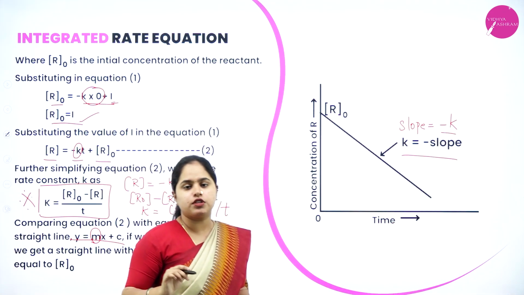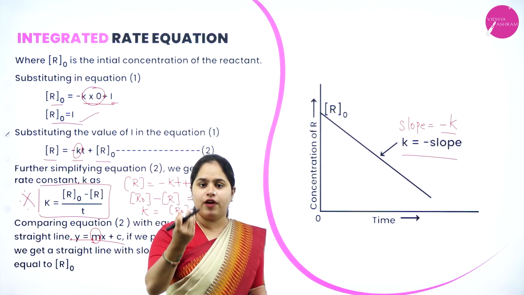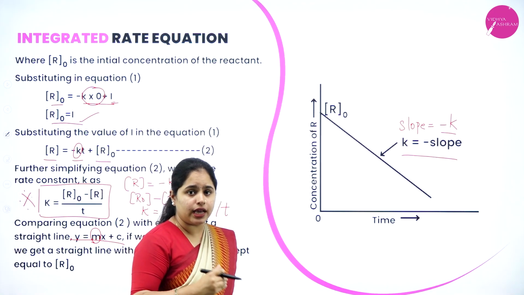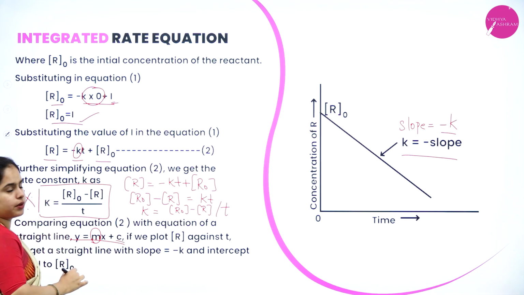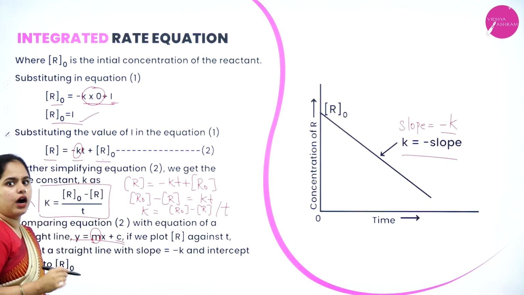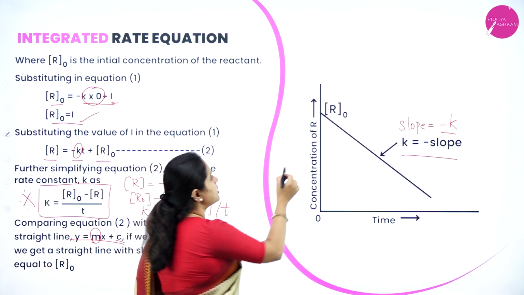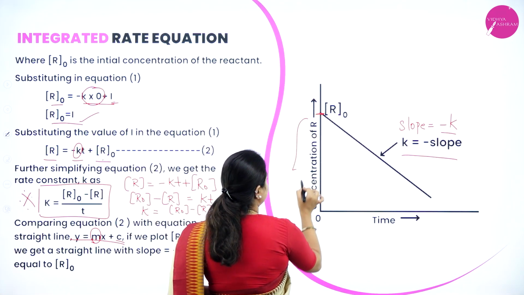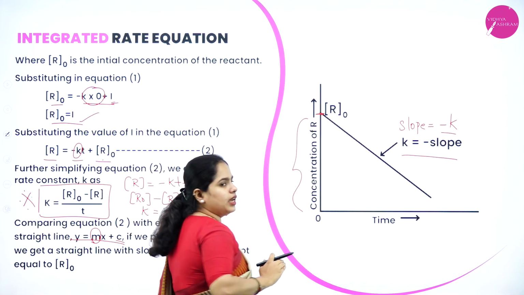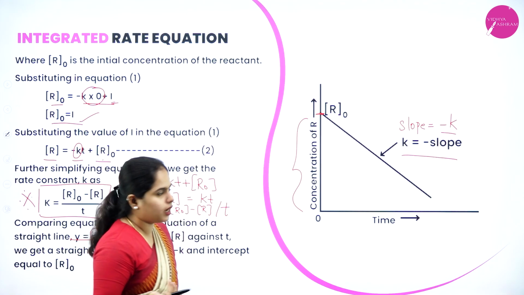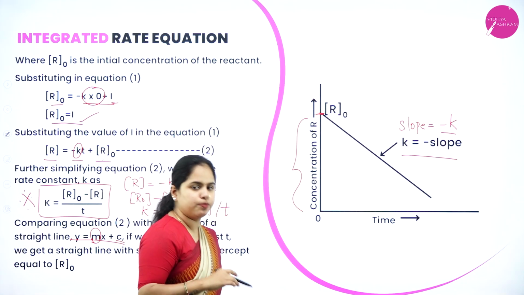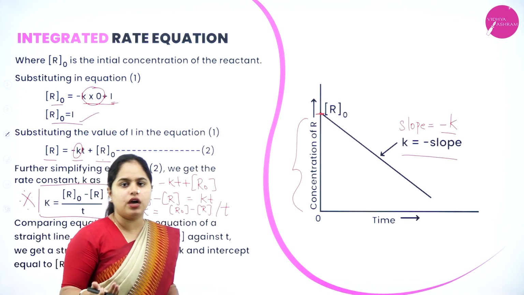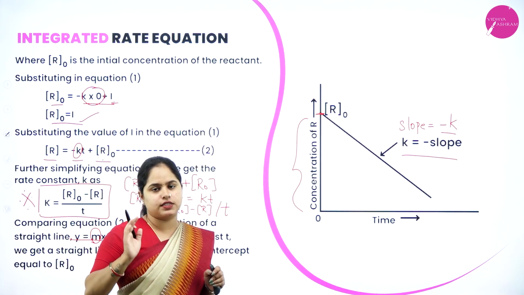So the negative of the slope will give you the value of the rate constant, as well as the intercept. Which is the intercept here? C is the intercept. As you can see, what is C here? R0. Okay. So the intercept will give you the initial concentration. This y-axis value is called the intercept, right? So from here to here, this is the initial concentration. So the intercept will give you the initial concentration R0 as well.